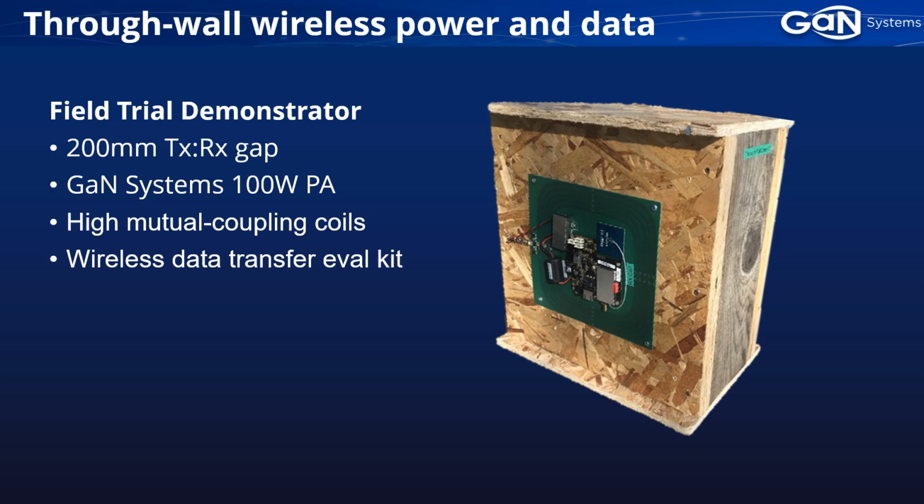Here is one of our field trial demonstrators. You can see that it's got a 200 millimeter transmit receive gap. We utilized our GaN Systems 100-watt power amplifier. We designed some high mutual coupling coils, and we worked with one of our partners and used one of their wireless data transfer eval kits.